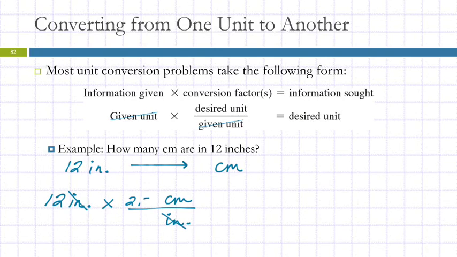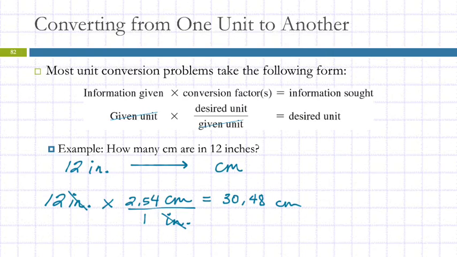It's 2.54 centimeters, that's a 4, is equal to 1 inch. So then I've got 12 times 2.54. My calculator shows me 30.48. And the unit would be centimeters.